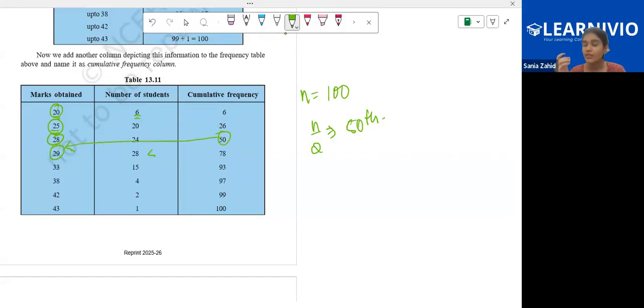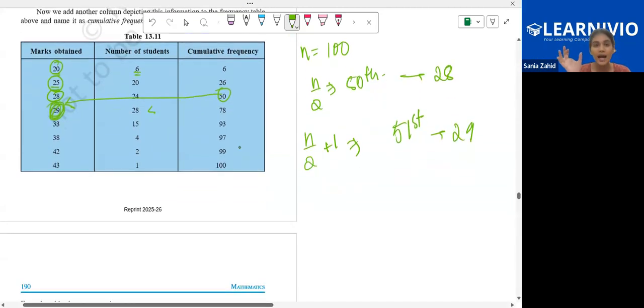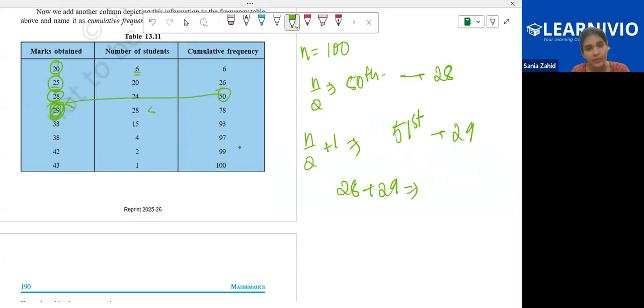We take the 50th observation and the 51st observation, so n by 2 plus 1. So we will take the 51st observation as well. If 50 students are obtaining 28 marks, the 51st student is obtaining 29 marks. Now you are going to find the average of these observations. So find the average of 28 plus 29. What do you get? That will be your answer.